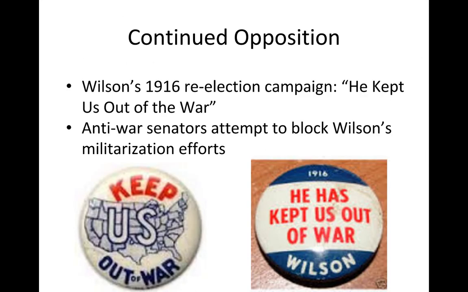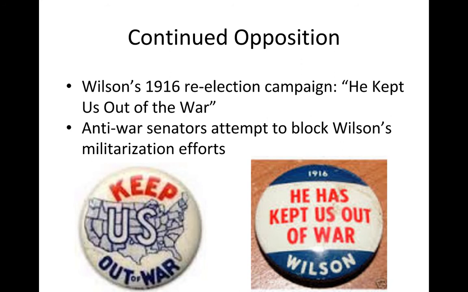Just because Wilson is pushing more towards war does not mean that everyone else is. Realize that Wilson sort of uses the idea that he hasn't gone to war yet to actually win his re-election in 1916. So his re-election slogan in 1916 was, "He kept us out of war." So people who supported isolation continue to vote for him, and he won the election of 1916 pretty handily.